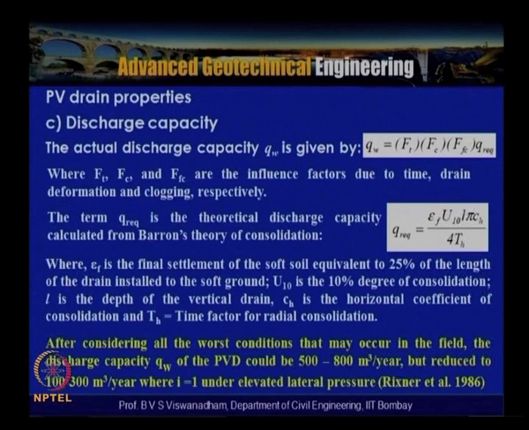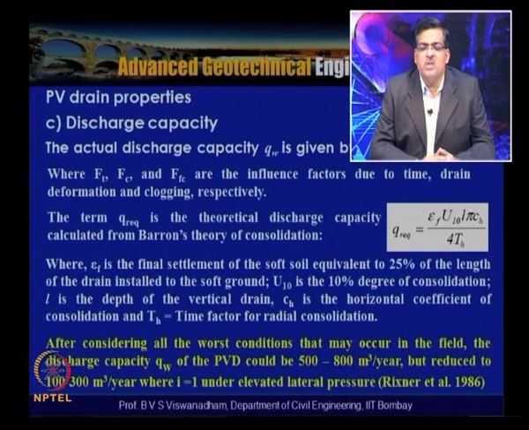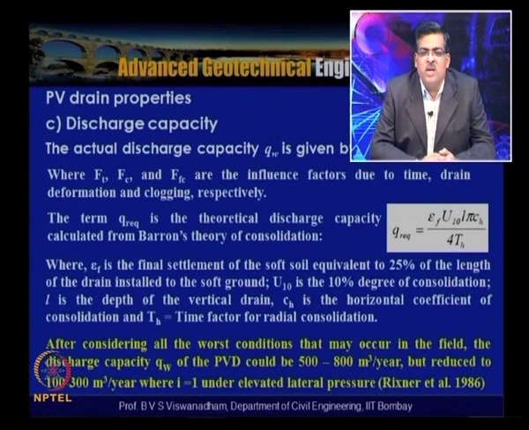So, the actual discharge capacity Qw is given by Ft into Fc into Ffc into Q required, and the term Q required is the theoretical discharge capacity calculated from Barron's theory of consolidation. With that, Q required is equal to epsilon F into U10 into L into pi Ch divided by 4 Th, where epsilon F is the final settlement of the soft soil equivalent to 25% of the length of the drain installed in the soft ground, and U10 is the 10% degree of consolidation, L is the depth of vertical drain, Ch is the horizontal coefficient of consolidation, and Th is the time factor for radial consolidation.